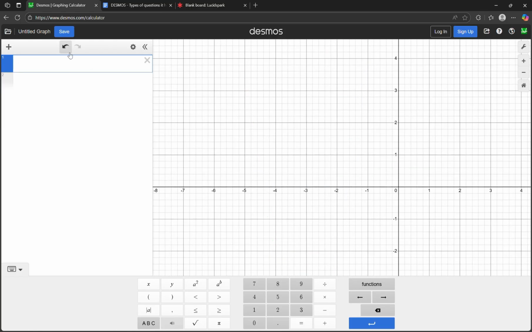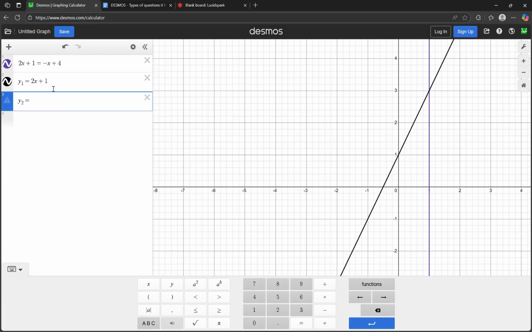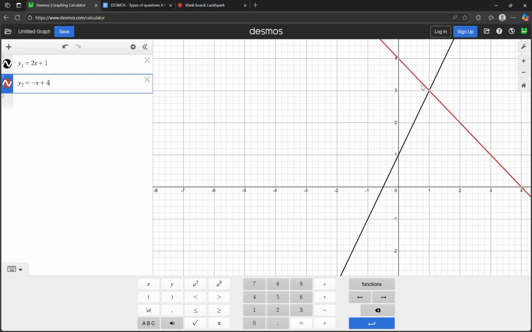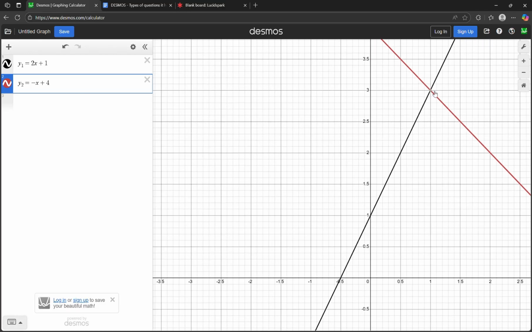Let's say you had this thing right here. Obviously, it's going to be more complex on the SAT, but say you had plus 4. What you're going to do is you're going to break it up. You're going to make it y1 is equal to 2x plus 1, and then y2 is equal to negative x plus 4. There you go. So we're going to cross this out. And then this is going to be your solution right here. This works for literally anything.